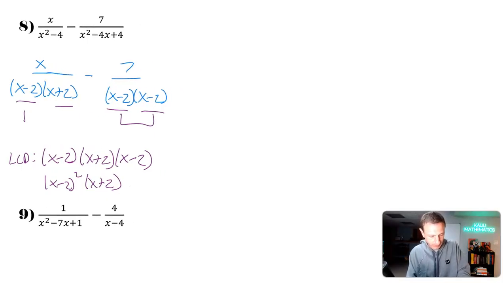Kind of out of room on this side. So I'm going to multiply by x minus 2. Whatever I do to the bottom, I do to the top. Then what does this fraction need? This fraction needs an x plus 2. So I'm going to multiply out this x plus 2.